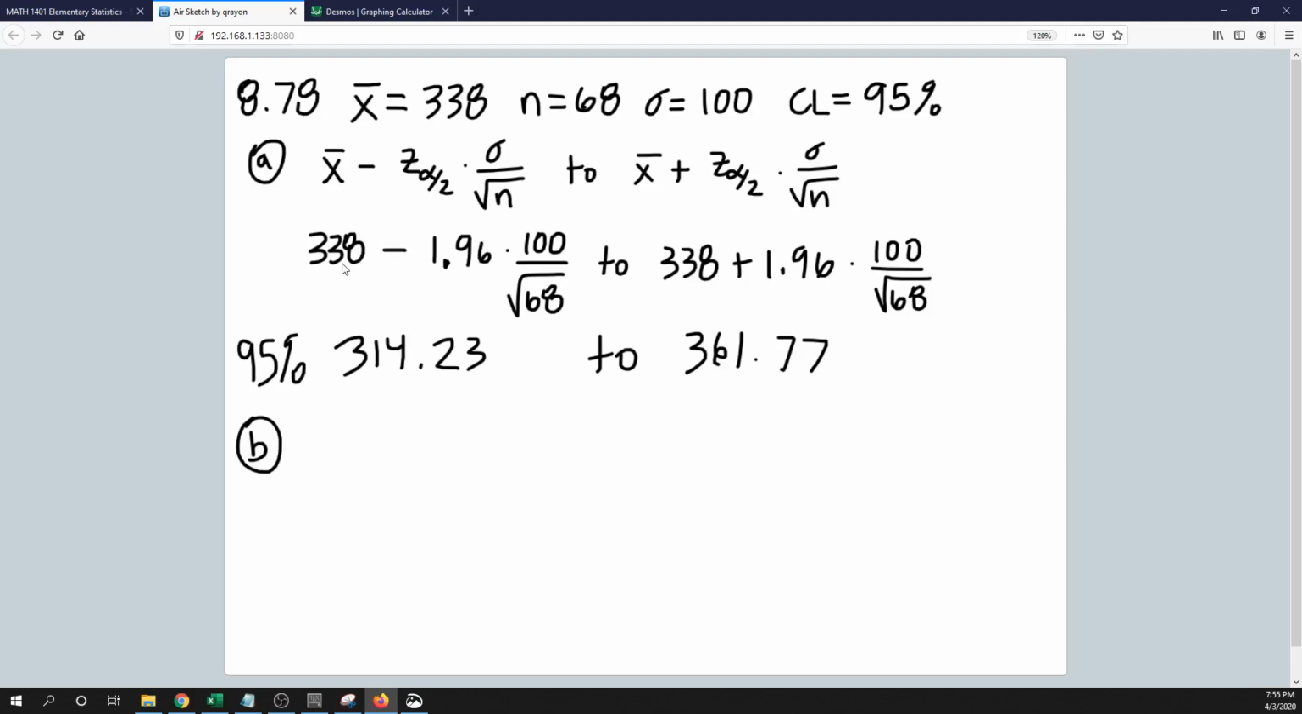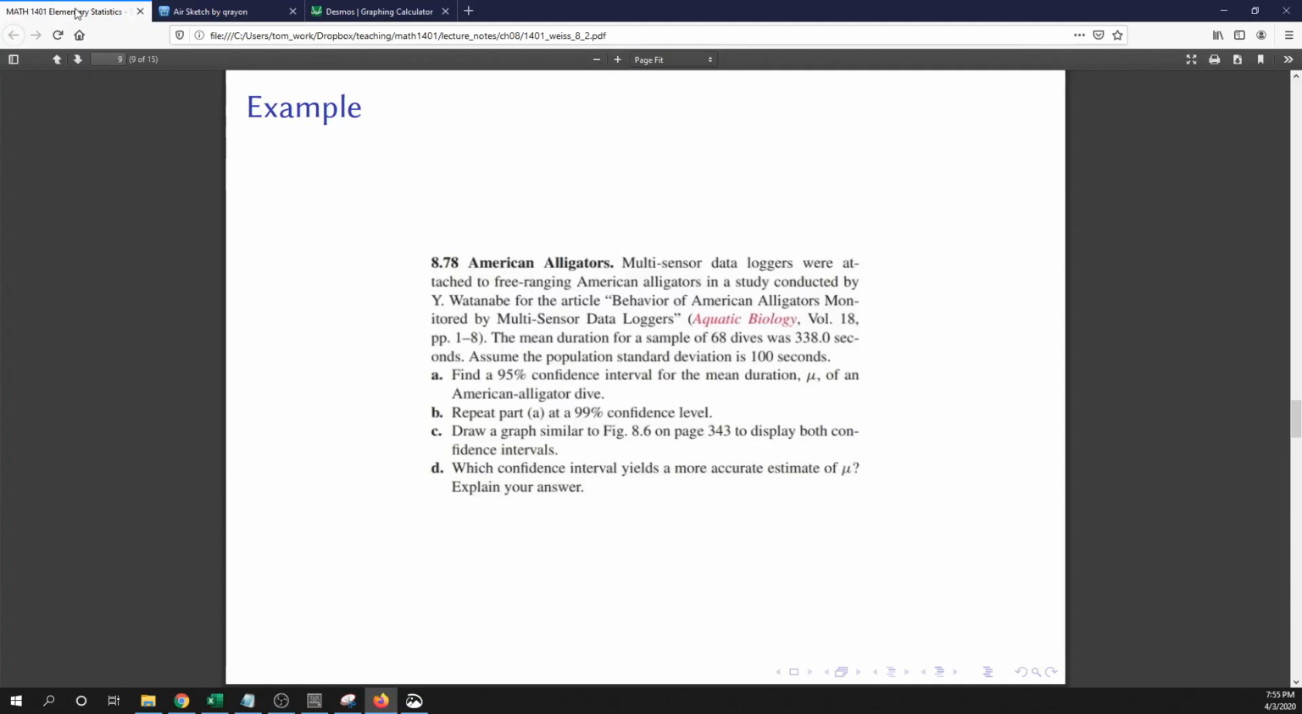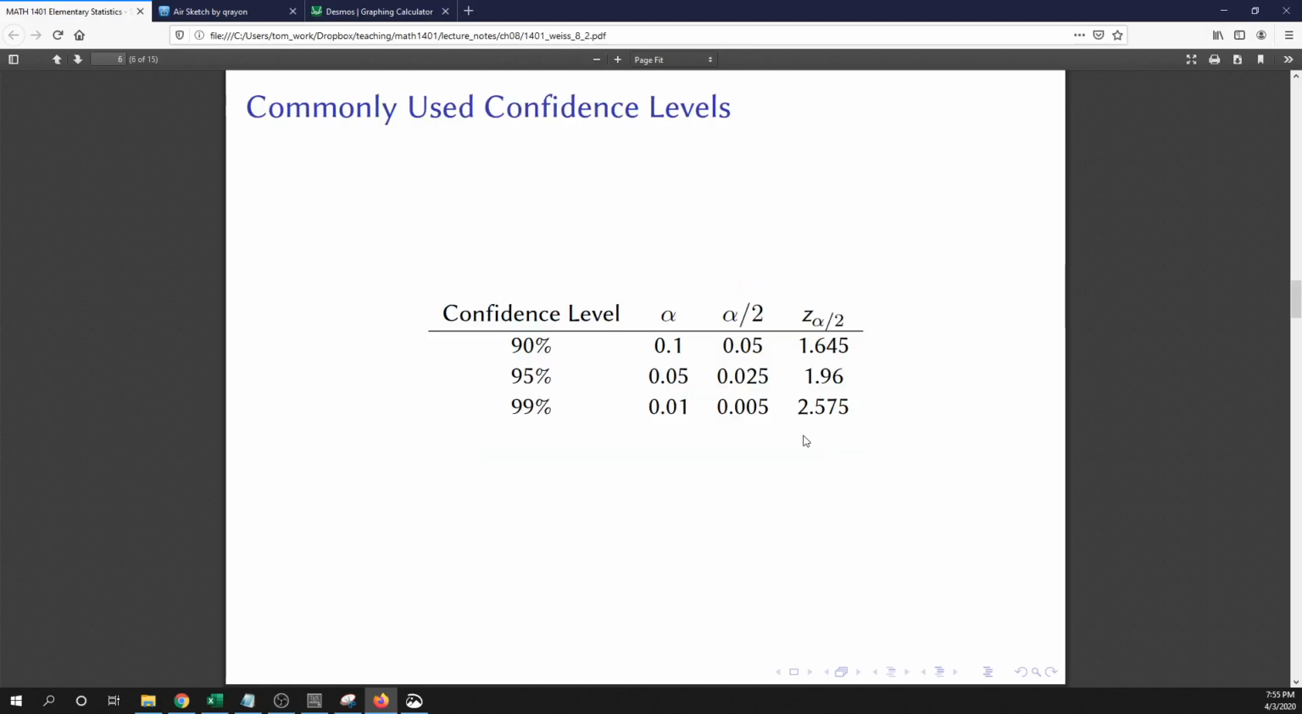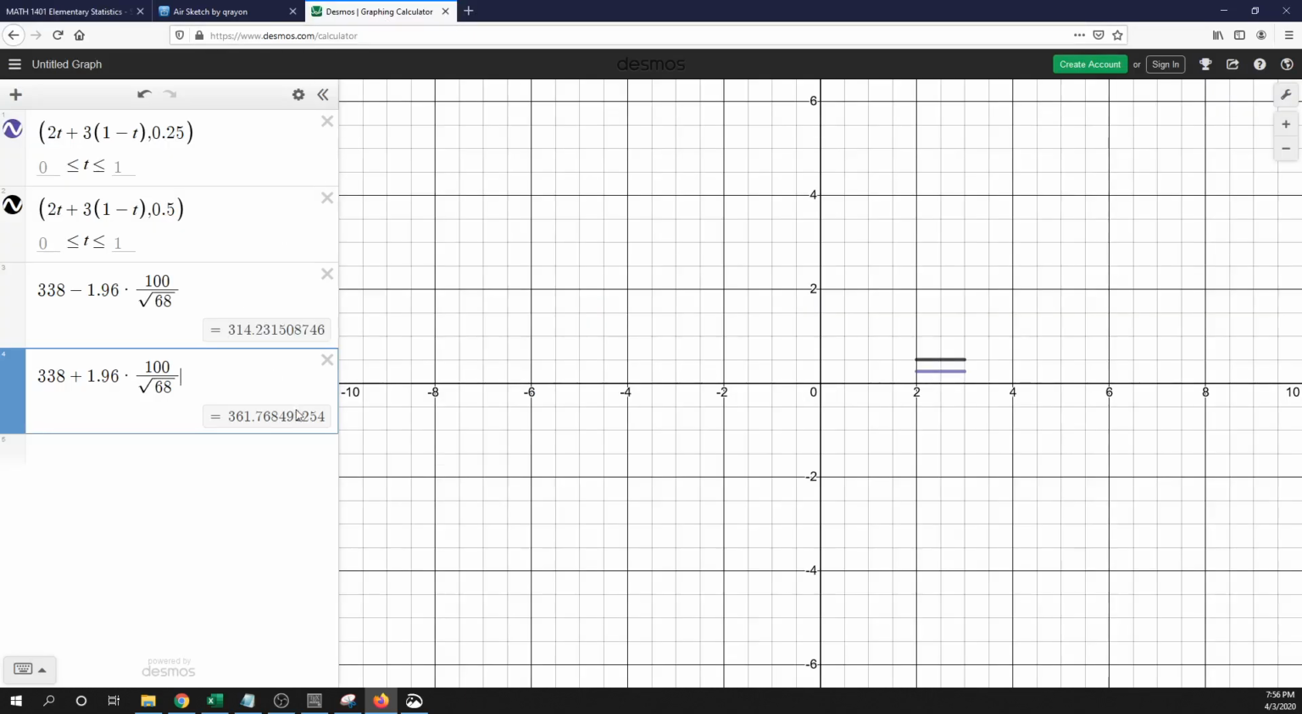Right, for the 99%, the x bar is still going to be 338, sigma is still going to be 100, the sample size is still going to be 68. The only thing that changed is the confidence level. It's now 99%. So going back to our table, we see that it would be 2.575, the value of z of alpha over 2 for a 99% confidence level. So really that's the only thing that's going to change on these calculations here, okay? So 2.575.